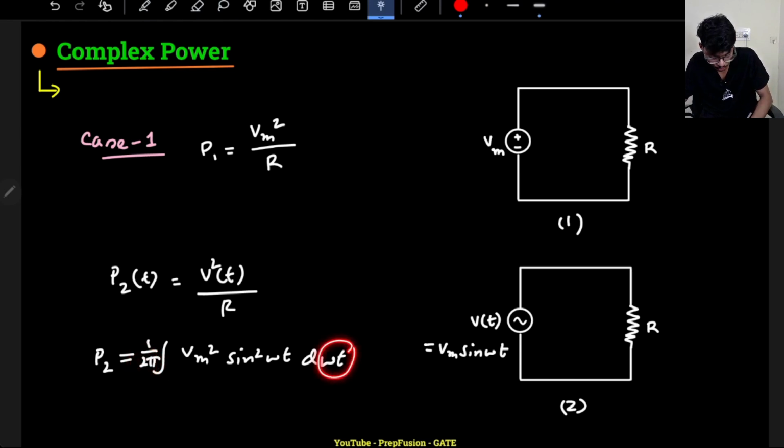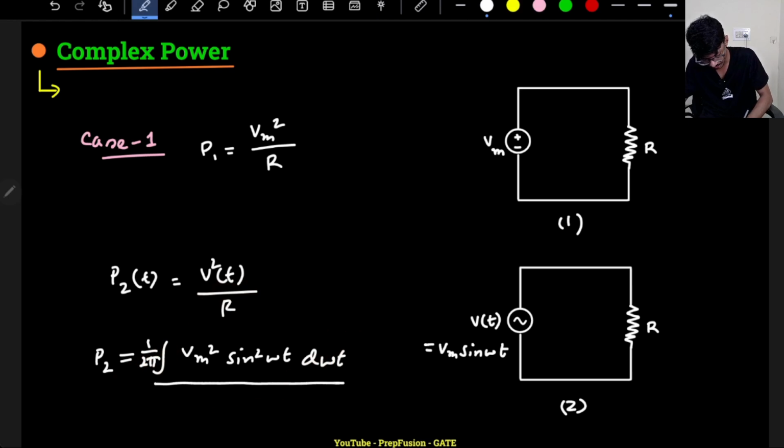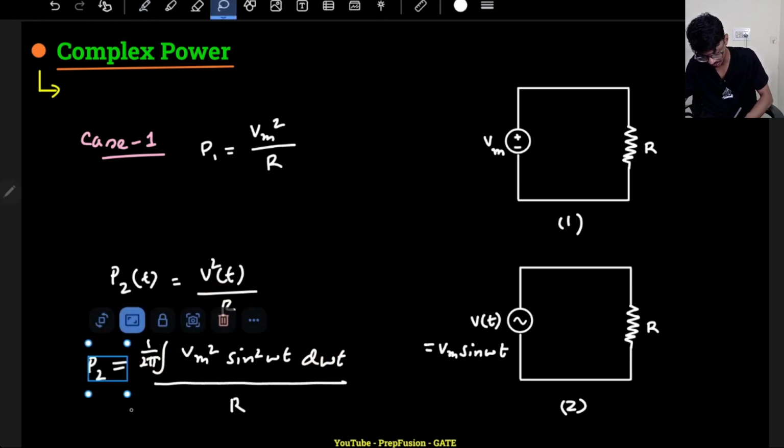Why? Because this d omega t, what is the unit of omega t? Radians. That's why if I multiply by radians, I should divide by radians. Ultimately, the unit of power should remain intact. That is voltage whole square divided by the resistance. That unit is still intact. So make sure that unit is intact.